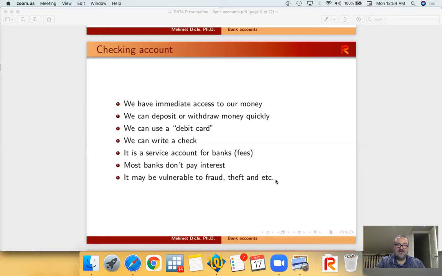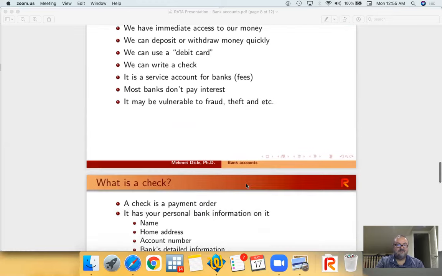So you should be very careful about how much money you keep in a checking account, and you should be very careful about who you write a check to and where you use your debit card. Using your debit card online is a very bad idea. Using your debit card in a lot of places is a very bad idea. That's why we have credit cards with limits that are low enough. We'll talk about that in different presentations, but you should know that checking accounts are ultimately vulnerable to fraud, theft, and so on. So you should not have a whole lot of money in your checking account.